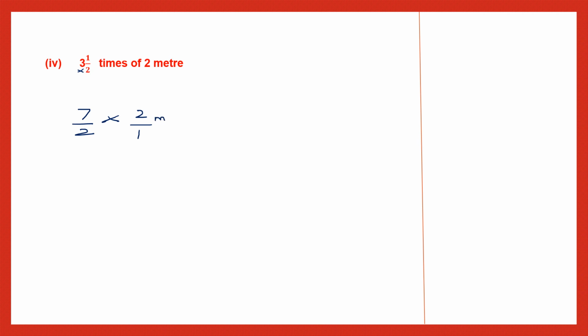What can we cancel? We can cancel 2 and 2. 2 ones are 2 and 2 ones are 2. So in the numerator, what do we have? We have 7 into 1, and in the denominator we have 1 into 1, and this is meters. So 7 ones are 7, 1 ones are 1. 7/1 meter is equal to 7 meters.